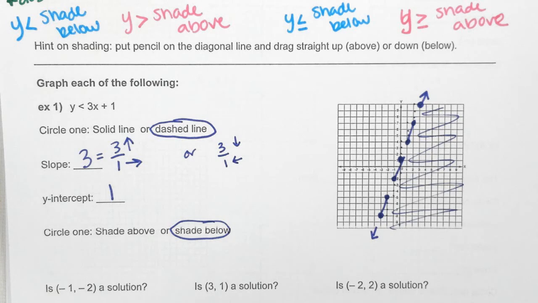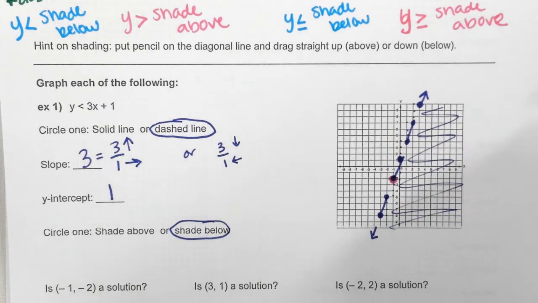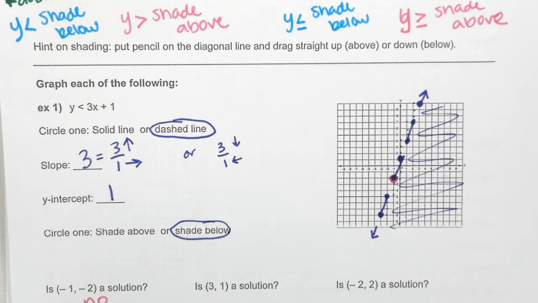Okay, so then it says, is -1, -2 a solution? No. No or yes? No. Why not? Because it's not in the shaded area. It's on what kind of line? A dashed line. What if it was a solid line? Would it be a solution? Yes, but it's on a dashed line, so it's not a solution.